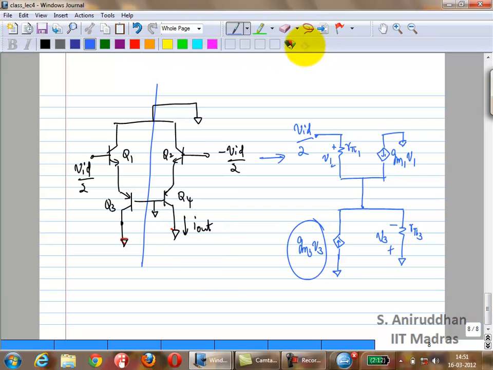I'm just going to call it I3, or maybe IC3. Why don't you calculate IC3 first? We'll come back and see what I out is.